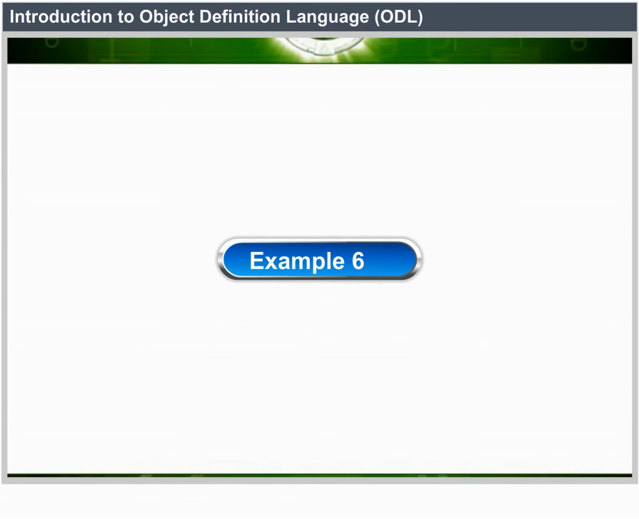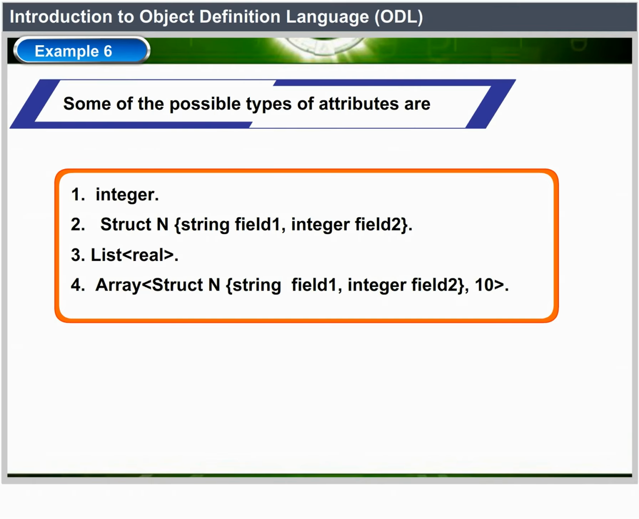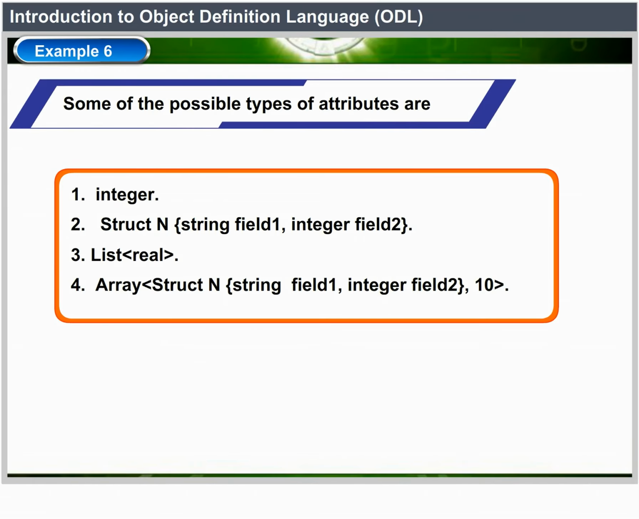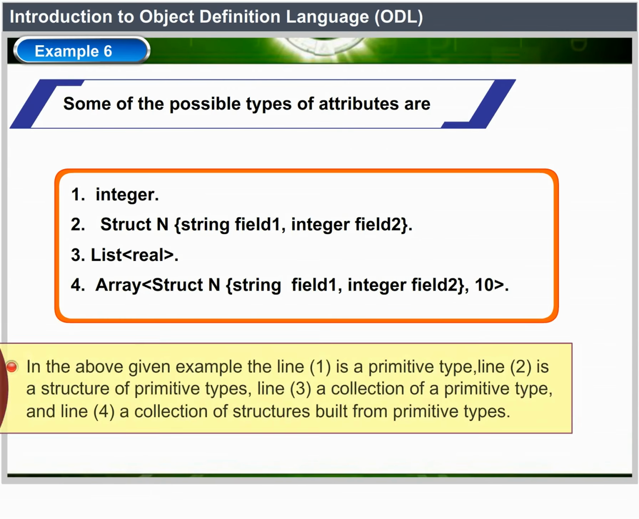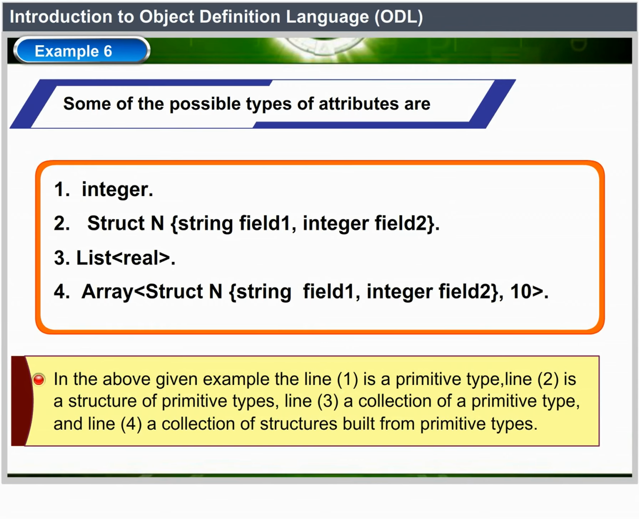Example 6. Some of the possible types of attributes are: number 1, integer; number 2, struct N, string field 1, integer field 2; number 3, list real; number 4, array, struct N, string field 1, integer field 2, 10. Example 1 is a primitive type, 2 is a structure of primitive types, 3 a collection of primitive type, and 4 a collection of structures built from primitive types.